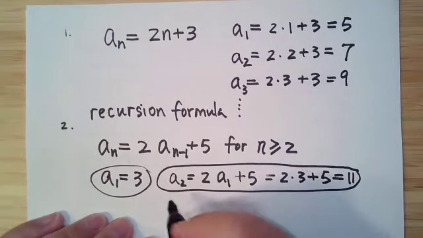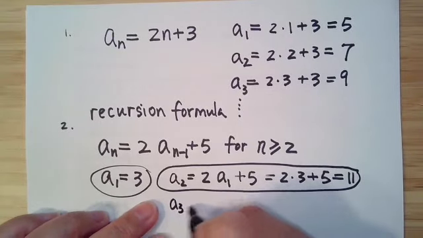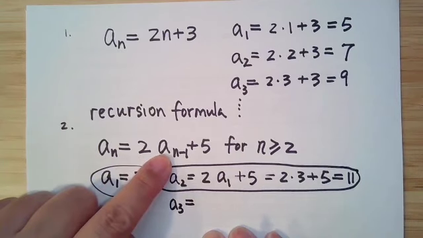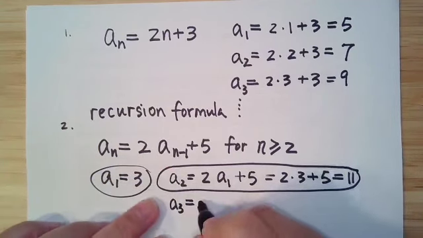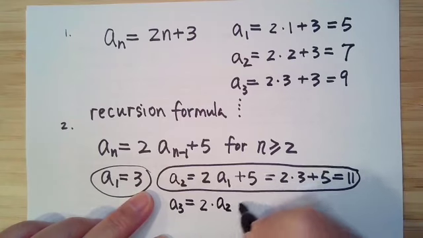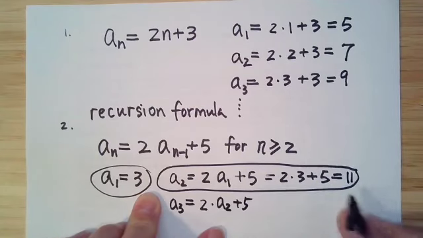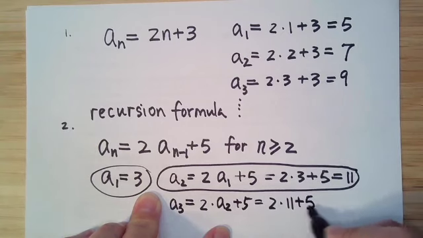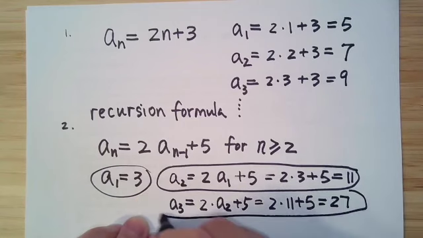Yeah, and then we can go ahead and get a3. Okay, a3 is 2 times the previous term plus 5. So that will be 2 times a2 plus 5. We just had a2, so that will be 2 times 11 plus 5. That will be 22 plus 5. That will be 27. See, you have a3.